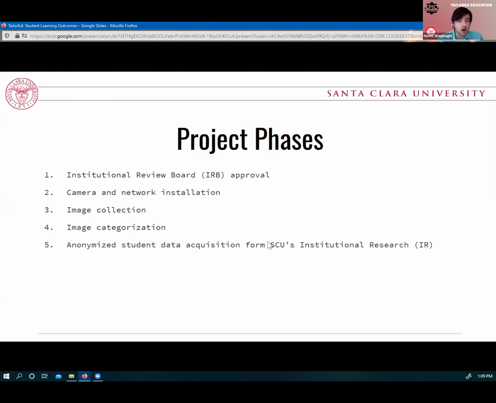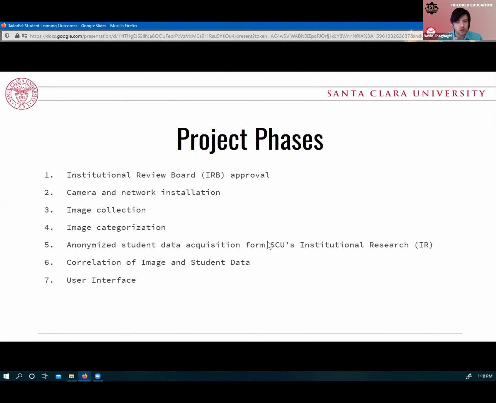Then we had to get anonymized data from the registrar's office, or actually we had to get it from the institutional research, but through, I guess, the registrar. Then we had to correlate the two in the data science aspect. And of course, the next phase is building the user interface. These two phases, 6 and 7, are really where we're at.